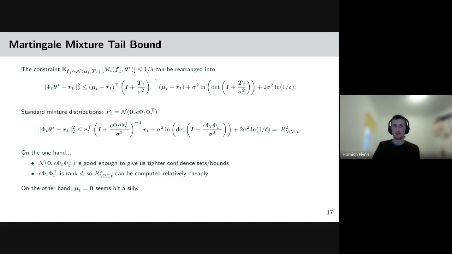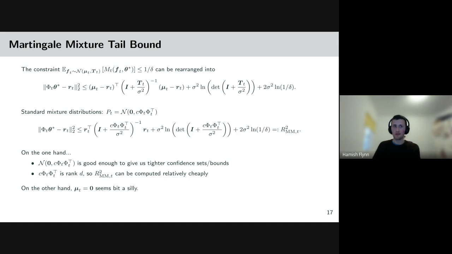So there are some nice properties of these standard mixture distributions. But on the other hand, setting the mean to be 0 everywhere feels a bit silly. In the top inequality, the mean actually only appears in the squared difference term. And if we could find any mean vector that's closer to the reward vector than the 0 vector, then we'd be better off using that mean vector. And yet, despite this, it's actually surprisingly difficult to come up with mixture distributions that significantly improve upon these standard mixture distributions.